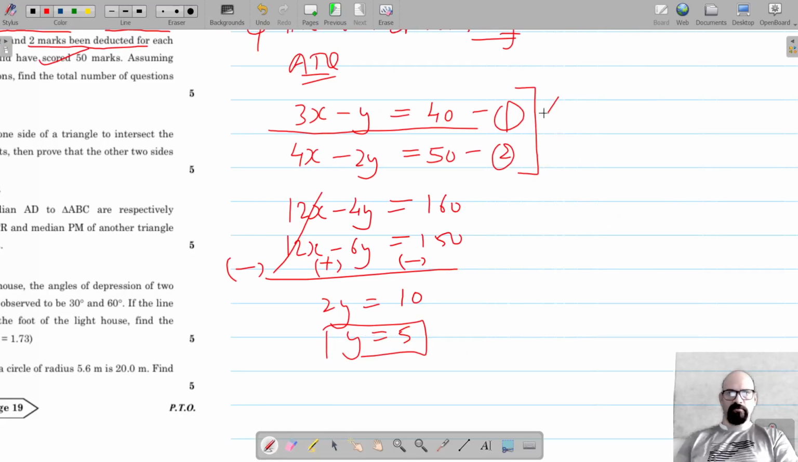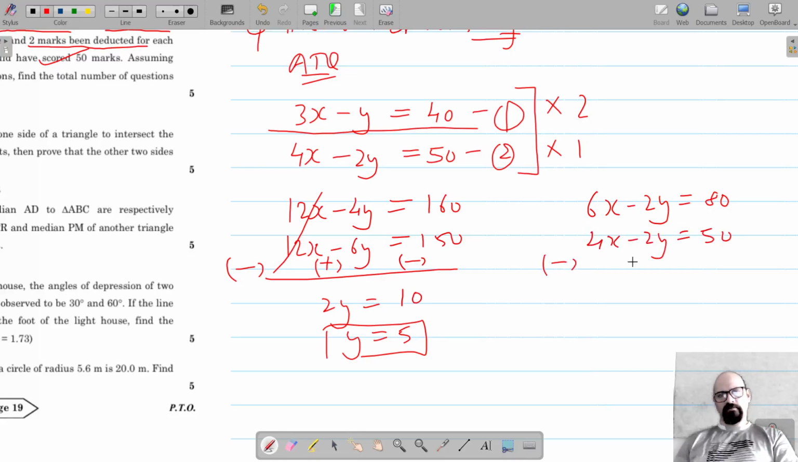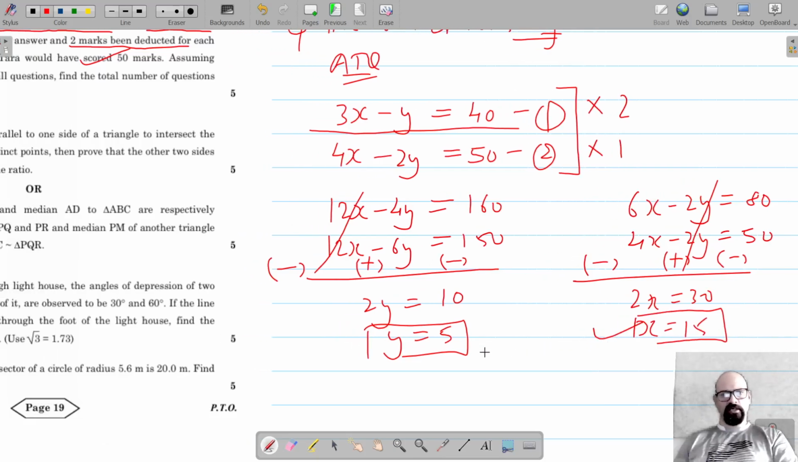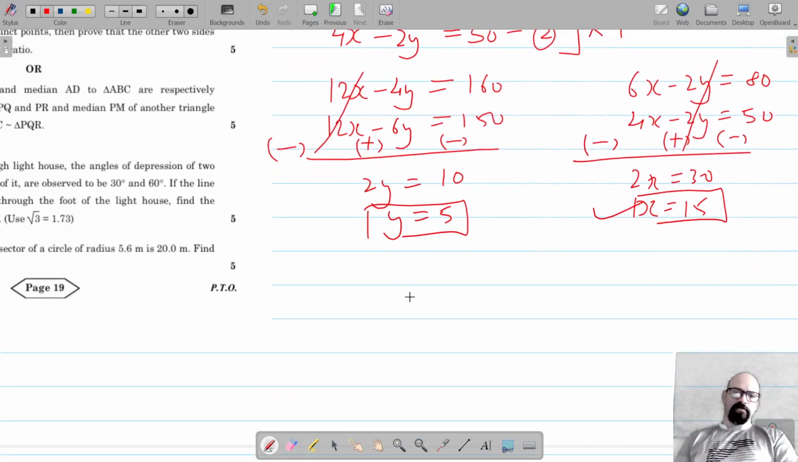So this time I'm going to multiply this by 2 and this by 1. So this is 6x minus 2y is equal to 80, and let me just keep the other as it is, 4x minus 2y is equal to 50. I'm going to subtract these two equations once again. So this gets cancelled this time, and this is 2x is equal to 30, which gives me x is equal to 15. So the correct answers are 15 and wrong answers are 5.